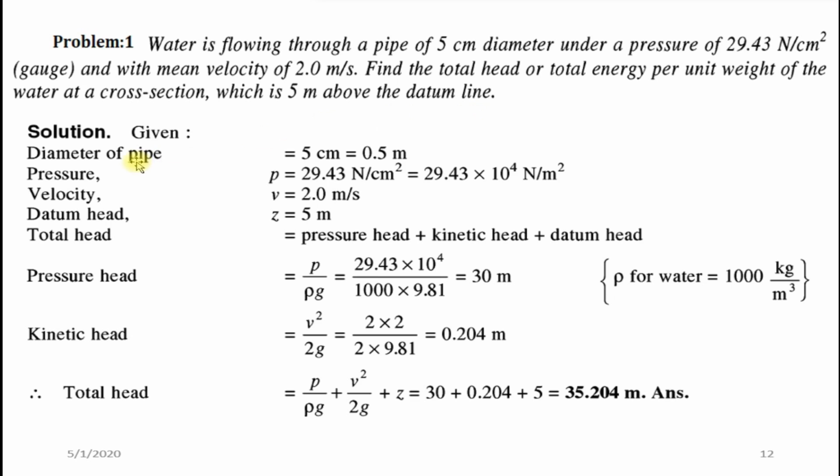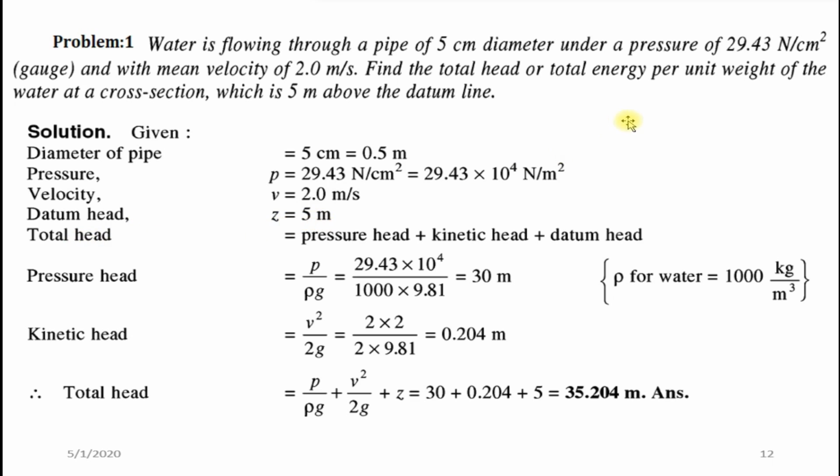So diameter of the pipe is given, that is 0.5 meter. Pressure is given 29.43 Newton per centimeter square. Please remember it is given in terms of Newton per centimeter square, but pressure SI unit is Pascal, that is Newton per meter square. You have to convert Newton per centimeter square to Newton per meter square by multiplying 10 to the power of plus 4. So velocity is given 2 meter per second, datum head 5 meter.